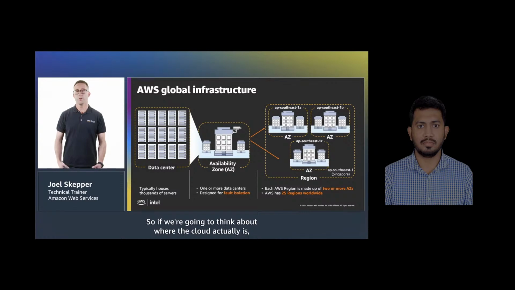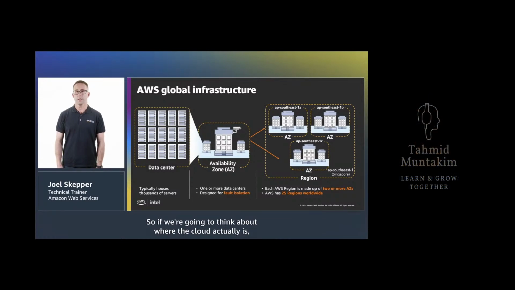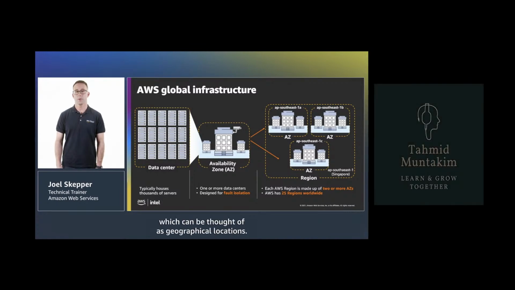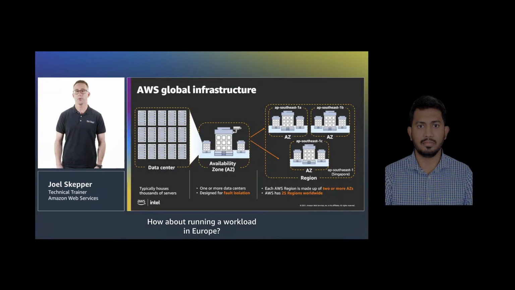So if we're going to think about where the cloud actually is, we need to learn about the AWS global infrastructure. AWS global infrastructure is primarily made up of regions, which can be thought of as geographical locations. Need to deploy a workload in Australia? No worries. Deploy into the Sydney region. How about running a workload in Europe? Great, you've got plenty to choose from.